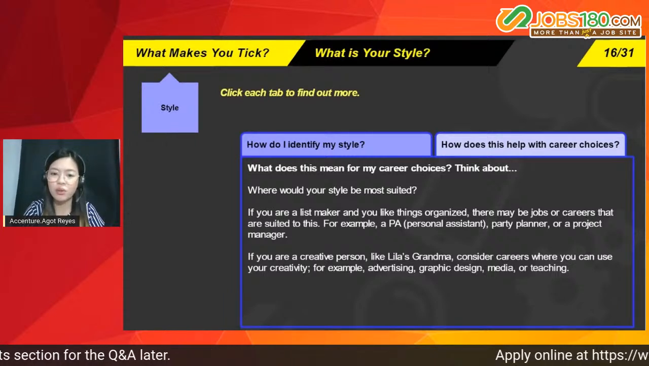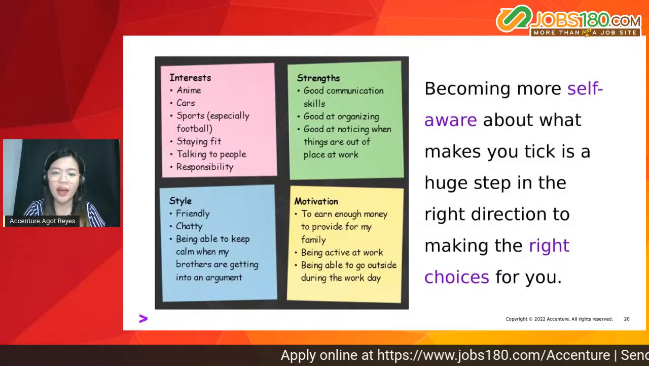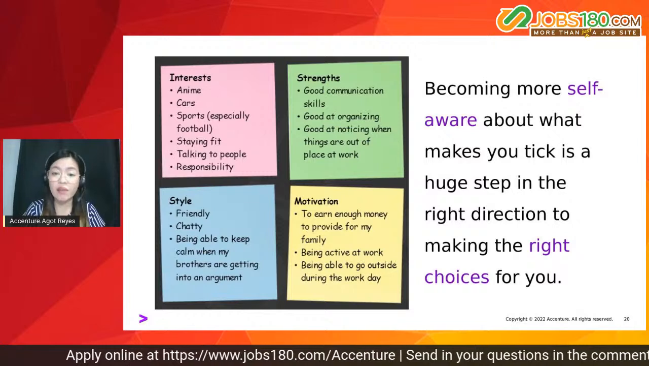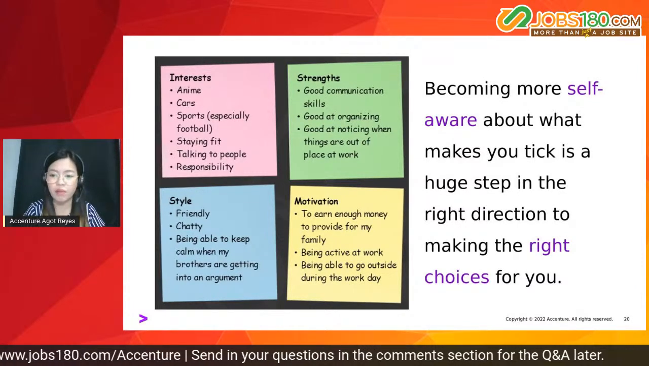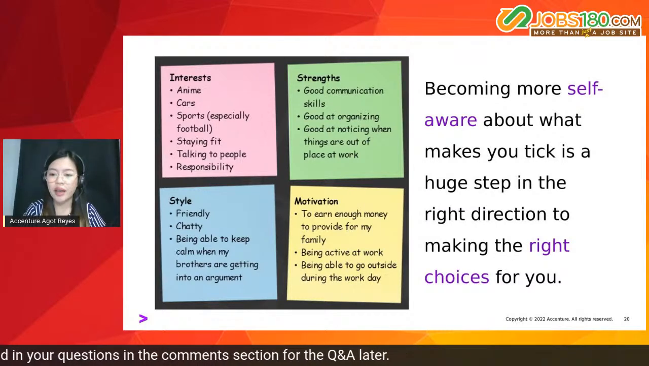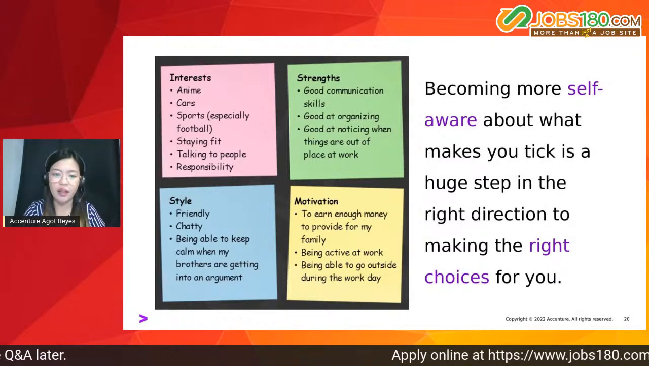So it's also being used for free. So wala naman siyang bayad. So again, in summary, we have 4 areas to identify what makes you tick. That's interests, strengths, style, and motivation. Becoming more self aware about what makes you tick is a huge step in the right direction to making the right choices for you. So always remember that.